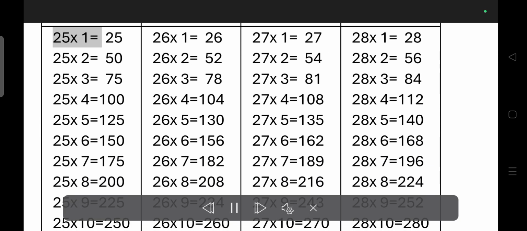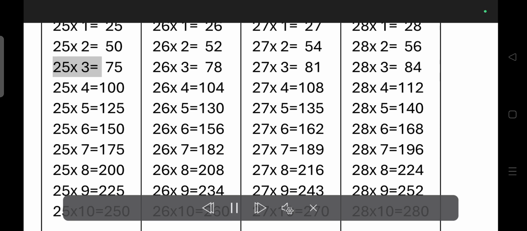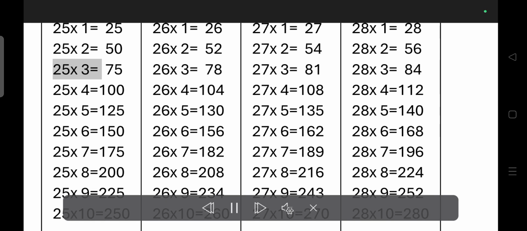25 times 1 is equal to 25. 25 times 2 is equal to 50. 25 times 3 is equal to 75. 25 times 4 is equal to 100. 25 times 5 is equal to 125.